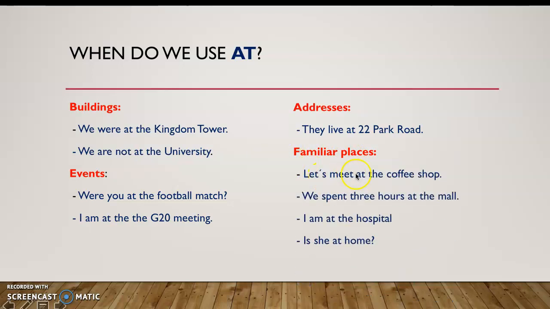So for example, let's meet at the coffee shop. We spent 3 hours at the mall. I'm at the hospital. Is she at home? Now please notice that in a sentence we say at, not at. So we were at the Kingdom Tower. We are not at the university. Were you at the football match? I'm at the G20 meeting. So remember, in a sentence the pronunciation is at.